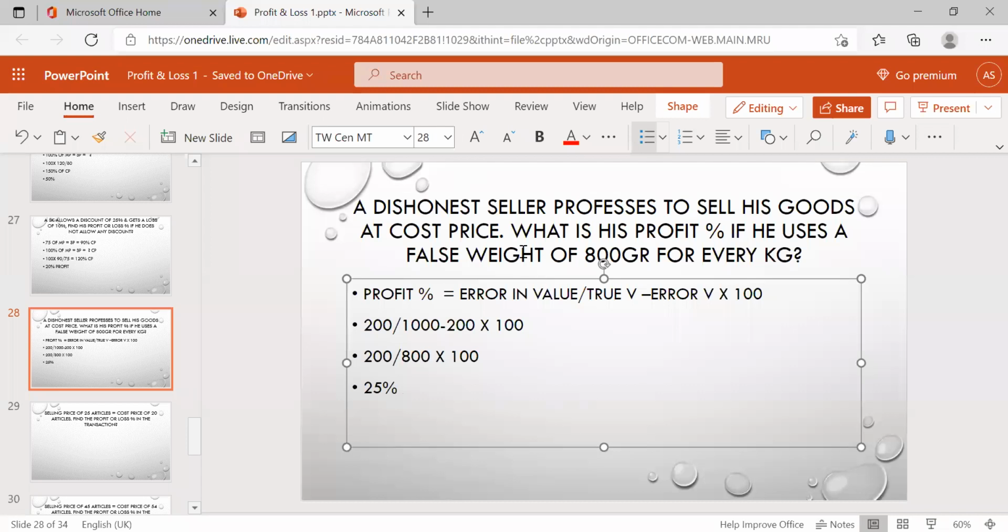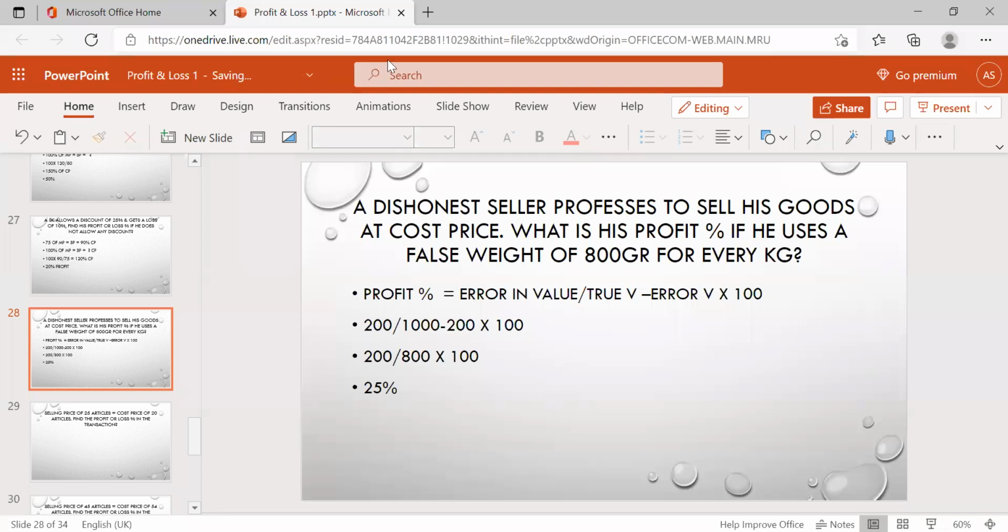And we can solve this logically, so no need of using this formula. We can solve this by using a simple logical method. First of all, you have to find out how much amount of weight he is cheating. We'll think logically. How much weight is he cheating on the customers? That is 200, right?